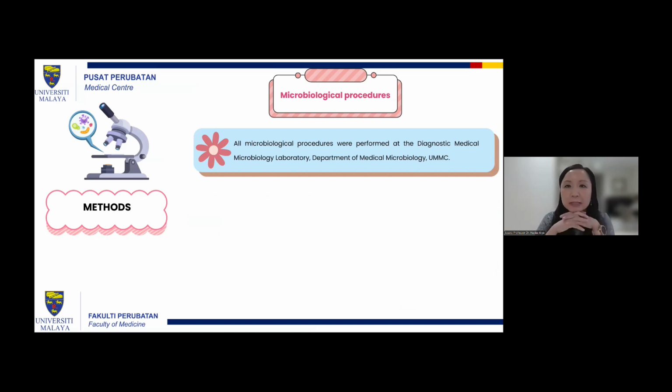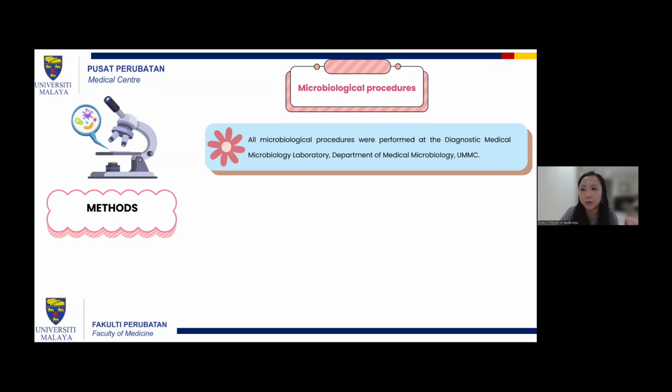All microbiological procedures, including the Auramine O smear microscopy test and the mycobacterial culture, were performed at the Diagnostic Medical Microbiology Laboratory, Department of Medical Microbiology, UMMC. I think most of you would know that we have a biosafety level 3 laboratory within the Department of Medical Microbiology, UMMC. Because of that, we have the capabilities of culturing mycobacteria, especially Mycobacterium tuberculosis complex. This is an ISO 15189 accredited medical laboratory.